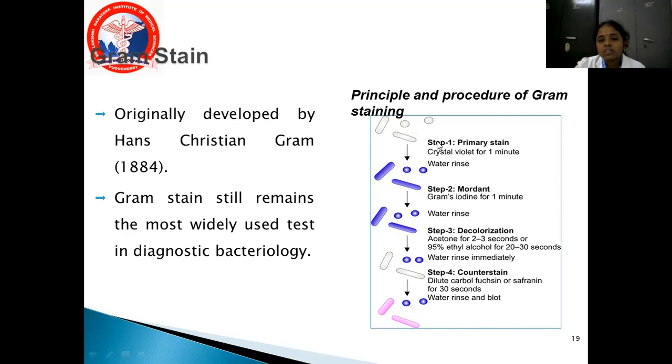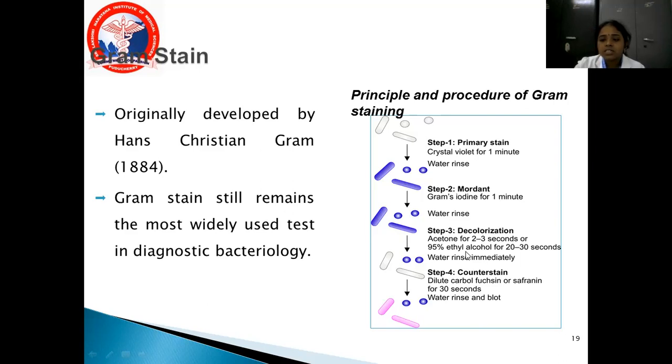First, we take the smear slide. The slide should contain the bacterial smear. First, you add the primary stain crystal violet, wait for 1 minute and rinse in tap water. The second is a mordant, Gram's iodine, also for 1 minute, and rinse in water. The third is a decolorizing agent, acetone. What decolorizing agent are we using? Acetone. You should wash it immediately.